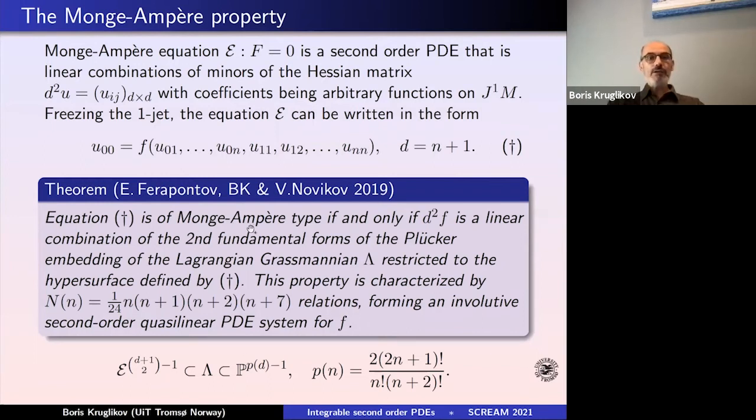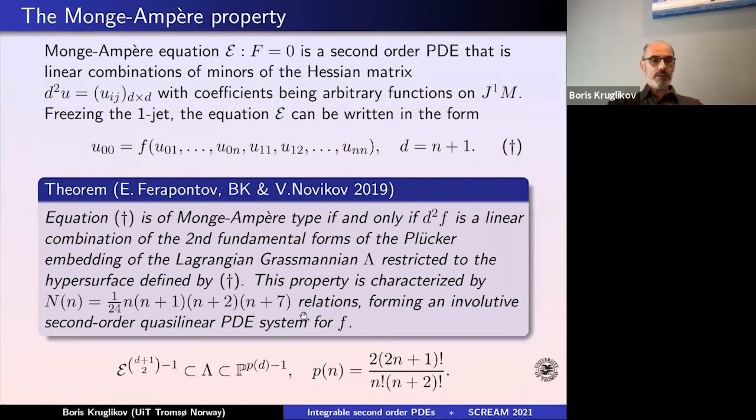Now, the equation is of Monge-Ampere type if and only if the second symmetric derivative of F is a linear combination of those second fundamental forms. Okay, so that's the statement. And of course it's possible to write this as a system of PDEs. All of these PDEs are going to be of second order. There will be quite a lot of them, that's the number.